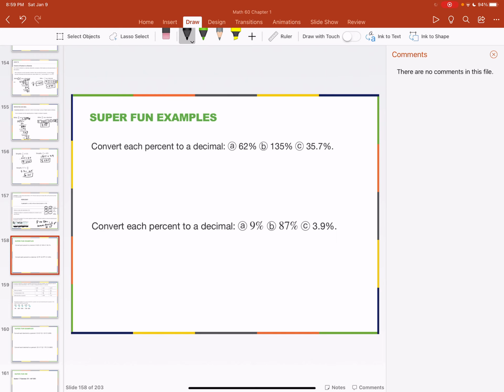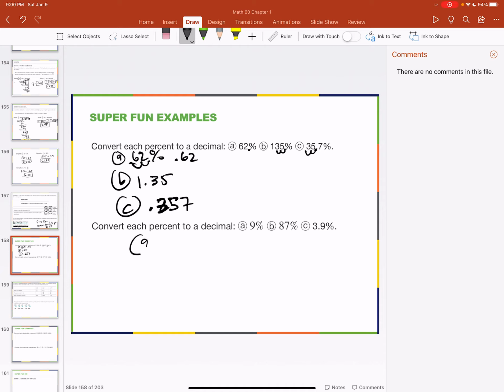So let's try these. Starting from here, for A we have 62%. The decimal would be here. We move it 2 over, and as a decimal, it would be 0.62. For B, you have it here. Move that over. That would be 1.35. And then for C, we start here, move it twice. So that's 0.357. I don't know why I wrote 2 here. Sorry. 357.